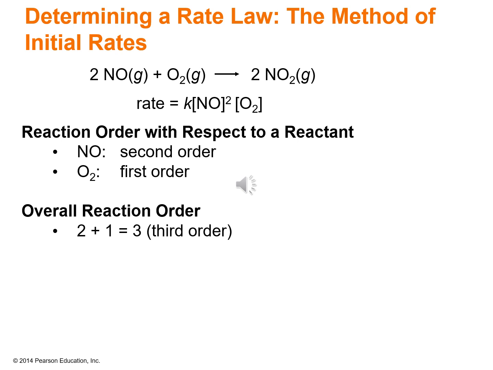So again, the reaction would be considered second order with respect to the concentration of the nitrogen monoxide, and first order with respect to the oxygen. And to get the overall order of the reaction, you would simply add those together.